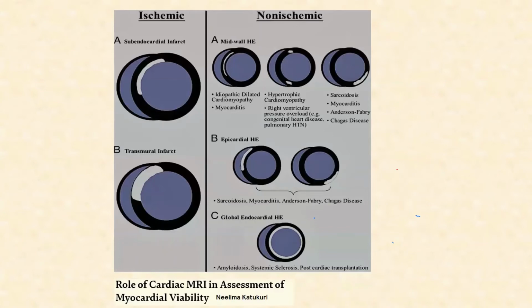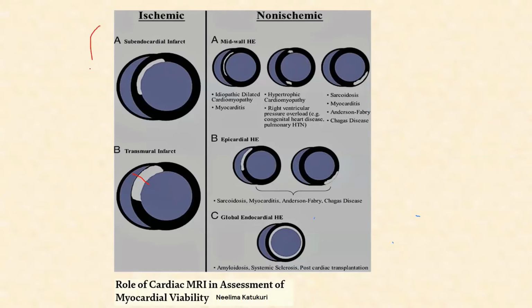Now, MRI. In MRI, we have ischemic pattern of hyperenhancement and non-ischemic patterns of hyperenhancement, gadolinium hyperenhancement. So if it is subendocardial or transmural. If it's transmural like this, involving more than 50% of the wall thickness, that means it is non-viable. But if it is subendocardial, small like this, but the remainder of the thickness is not hyperenhanced, it means viable, no fibrous tissue, it is viable.